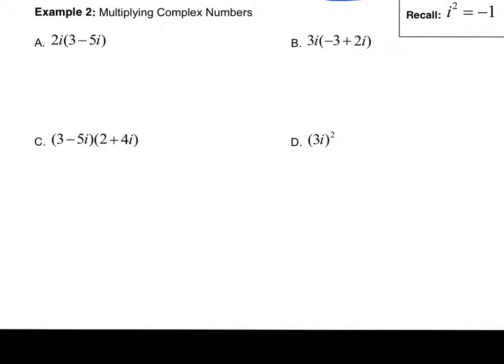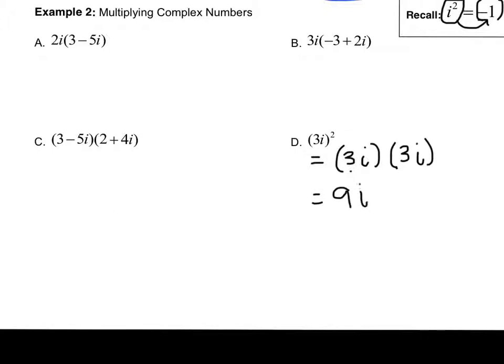For multiplying, we do everything we normally would as far as distributing and FOILing, but whenever we see an i squared, we're going to replace it with -1 inside parentheses. So I'm going to show you D first. This means that we have 3i times 3i. So 3 times 3 is 9. i times i is i squared, and we're going to replace the i squared in parentheses with -1. So 9 times -1 is -9.